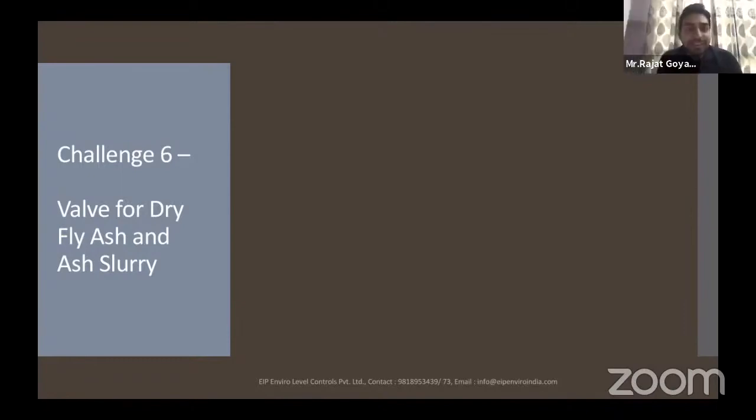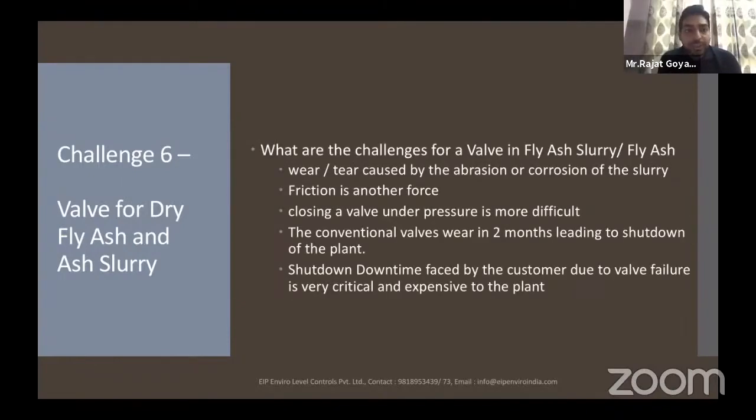Thank you, Abhishek. In ash slurry applications, one of the major challenges faced by the customer is transportation of ash, generally fly ash and ash slurry. The knife gate valves, generally conventionally installed in an ash handling plant, tend to wear down due to the abrasion and corrosion of the slurry.